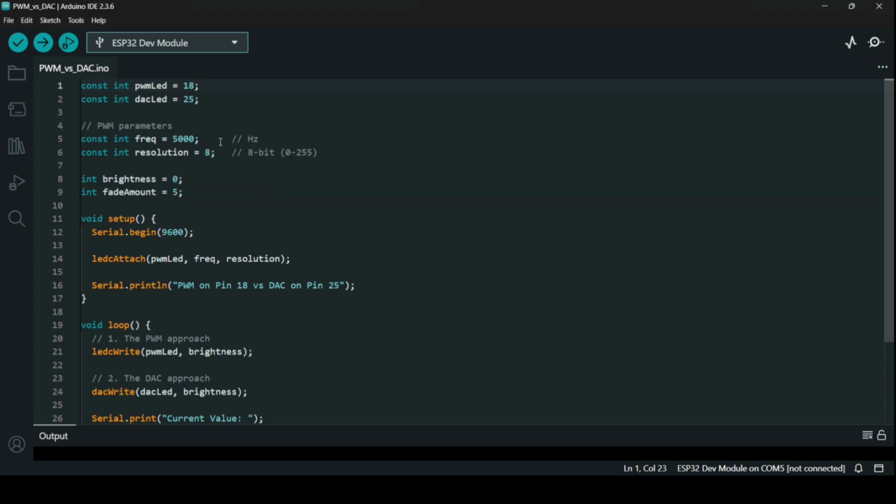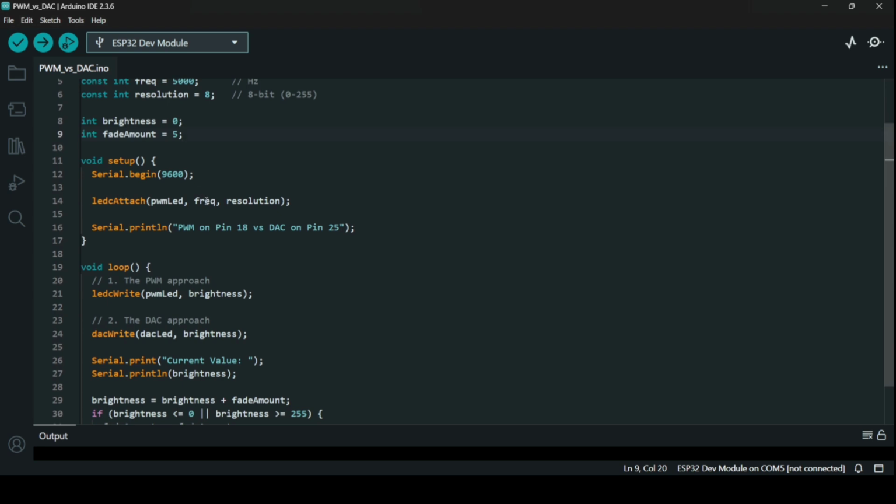Frequency is 5000 Hz, so the time period will be 1 divided by 5000, which is 200 microseconds. Suppose the duty cycle is 10%, then the high time will be 1 divided by 50,000 seconds, and similarly the low time will be 9 divided by 50,000 seconds. And resolution is 8. It means for the brightness there are only 256 levels in total, starting from 0 to 255. Brightness is initially defined as 0, and the fade amount is equal to 5. It means every time the brightness level will increase or decrease by this amount, 5.